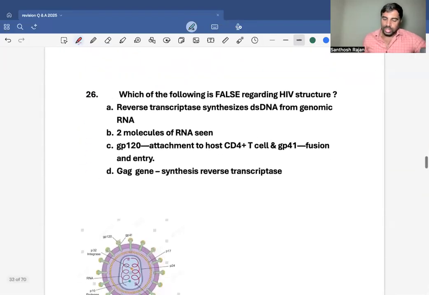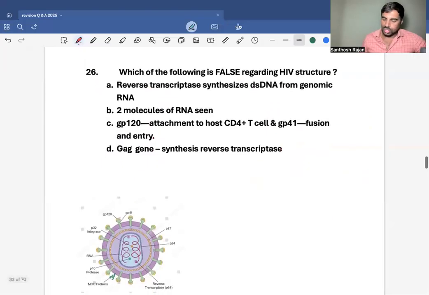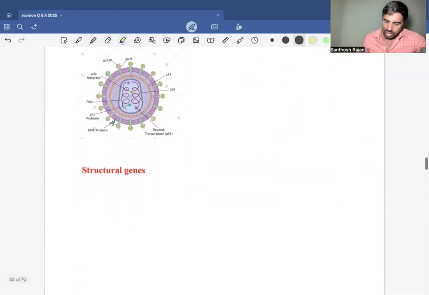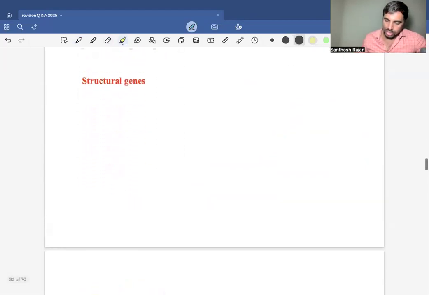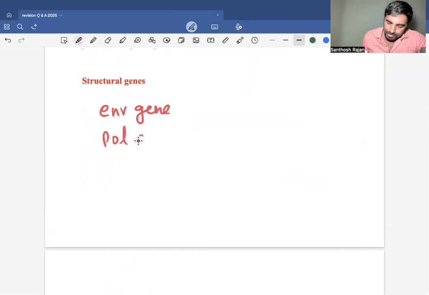Next. False regarding HIV status. HIV is one very, very important question they always ask. Before going to HIV, we'll talk about the important genes. We talk about the HIV structural genes. First is the envelope gene, then the pol gene, and the gag gene. They all represent some important structures.